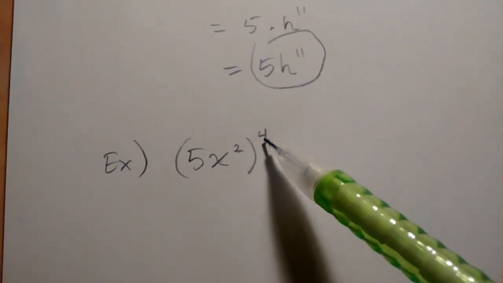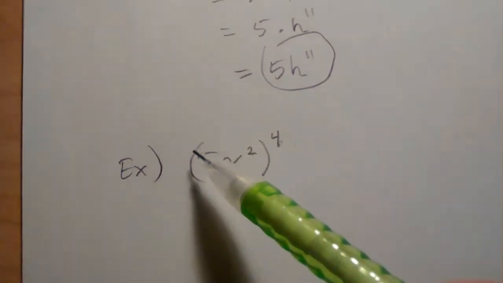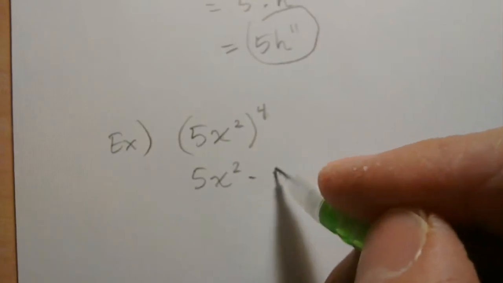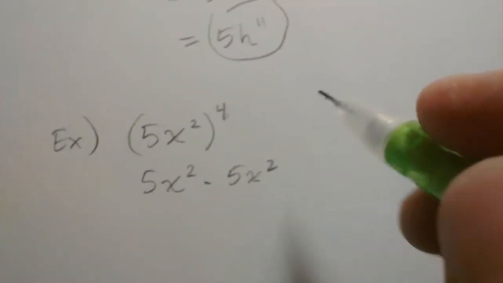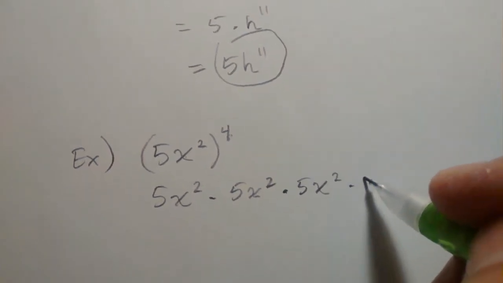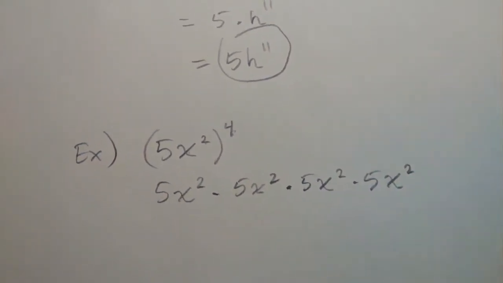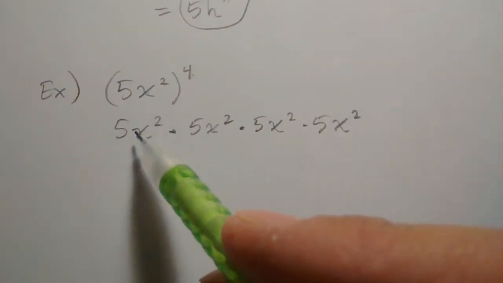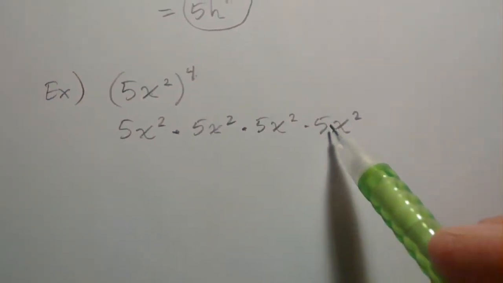What in the world does that 4 mean? It means 4 of those multiplied together. So I'm going to actually write that down. 4 5x squareds multiplied together. So it means that 4 of them. And from a previous technique, this means multiplication, and in there means all multiplication.